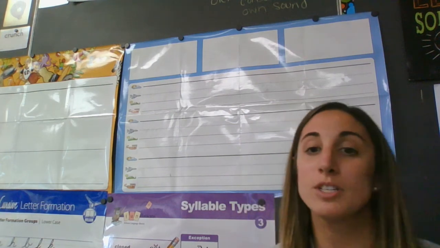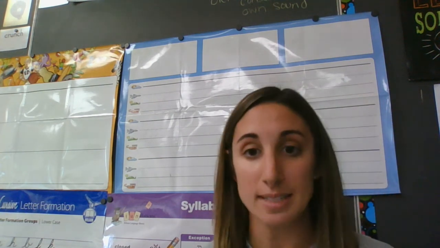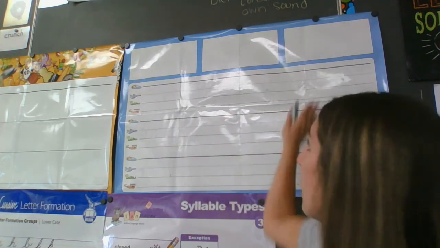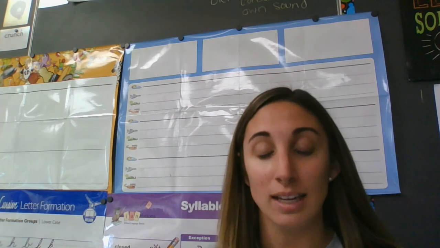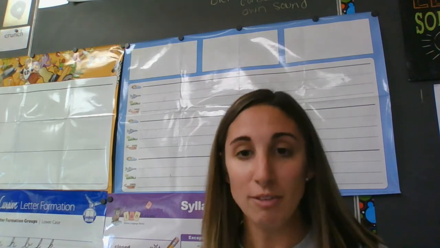Okay, next we're going to do our final activity, which is dictation dry erase. So if you have your slate or whiteboard at home, make sure you have it on this side to join us for this activity. If you don't have your whiteboard at home, it's really okay. Just get a piece of paper and a pencil and get ready to join us.